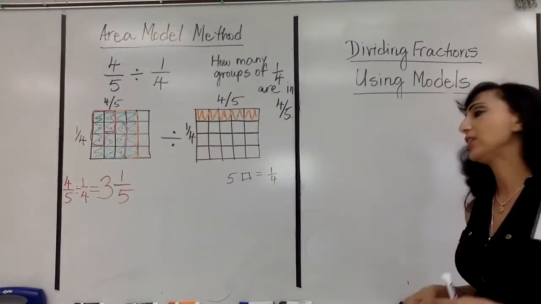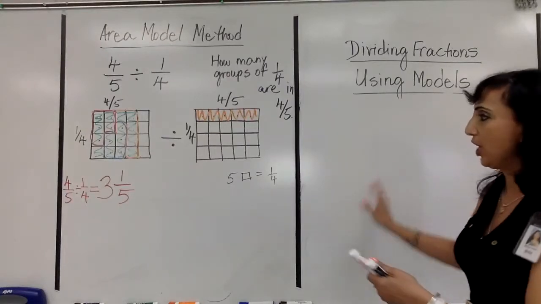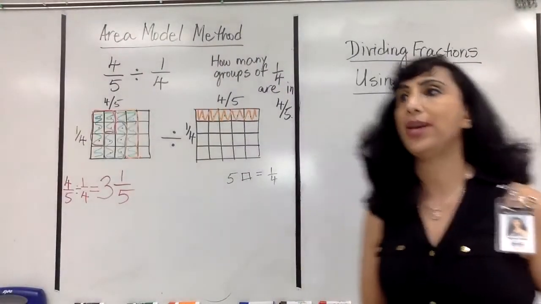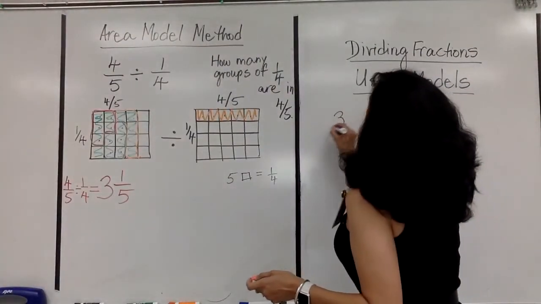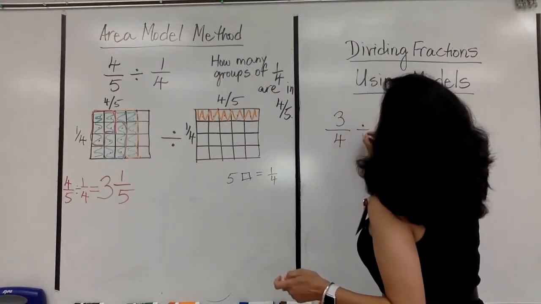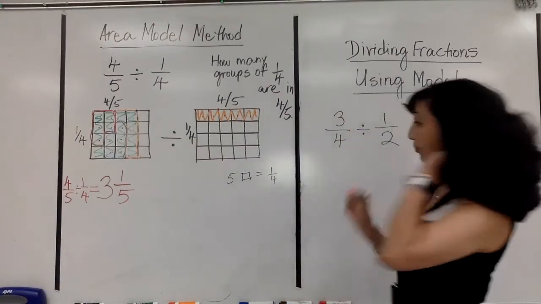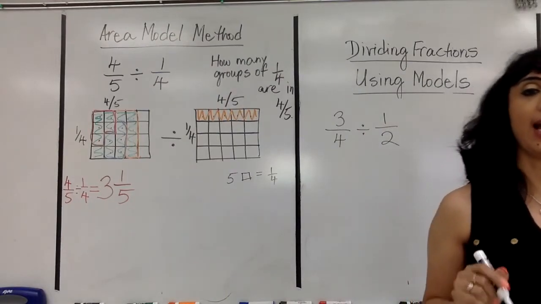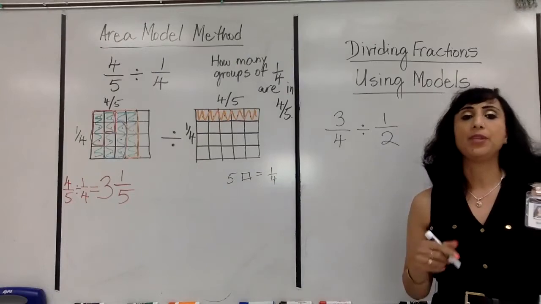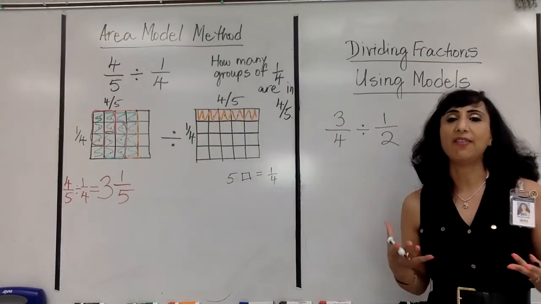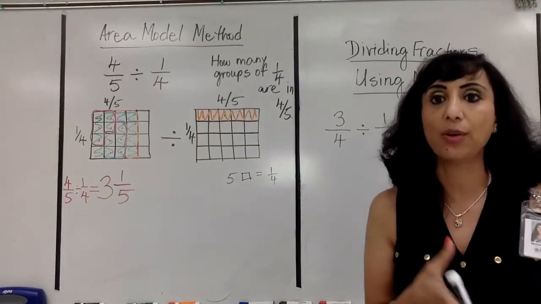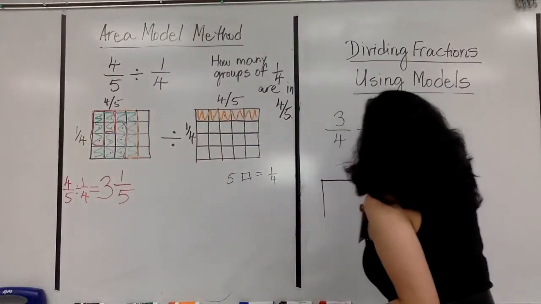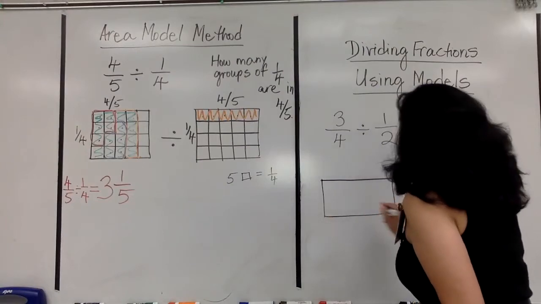So let's try this with another problem. I'm going to do that over here. Okay, so let's do that with 3/4 divided by 1/2. Okay, so again, we'll try the same thing. It's like how many 1/2s are in 3/4. That's what basically we are trying to find. So we are going to take, again, the area model method.